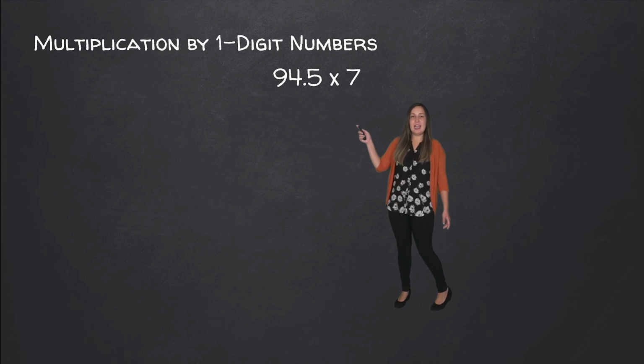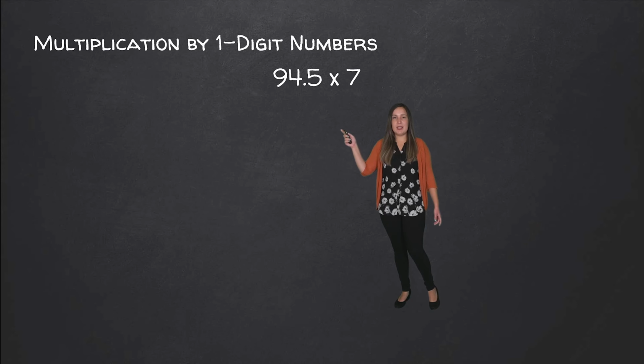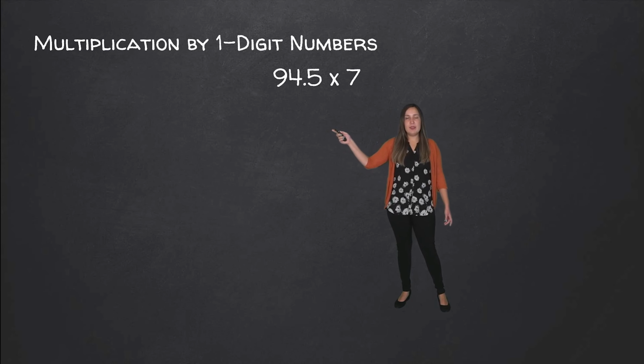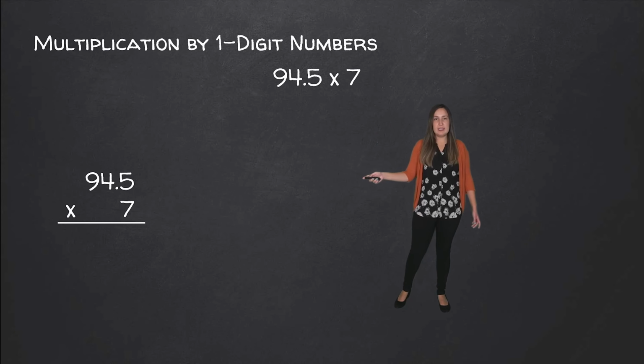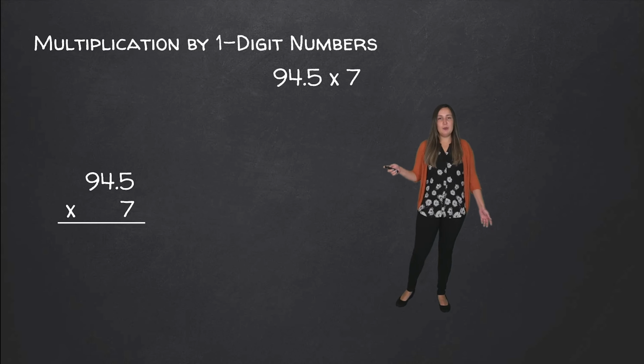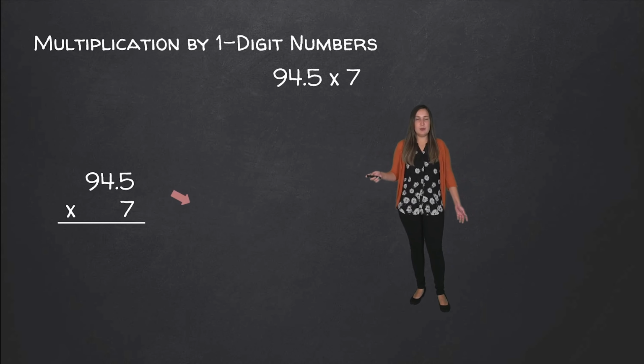Here we have 94 5/10 times 7. We're going to do the same thing and rewrite it vertically so that it's easier for us to multiply. Once we have that, we'll rewrite it without any decimal points at all. So here we have 945 times 7. So let's just multiply that normally.